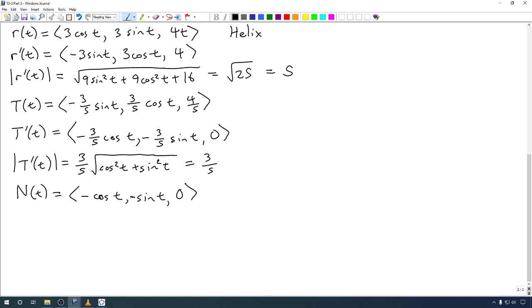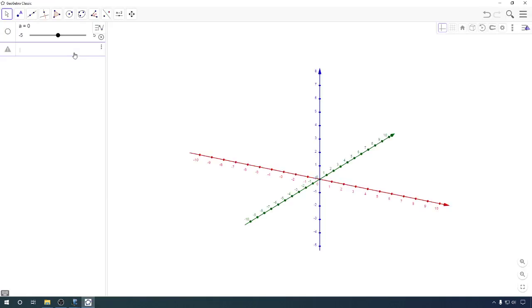Let's go ahead and plot this particular curve. All right, so we define our curve. We're still calling it R. It's a curve with parametric equations of 3 cosine t, 3 sine t, and 4t. Our variable here is t, and I'm just going to toss in really wide bounds. Actually, I could probably just do negative 10 to 10.